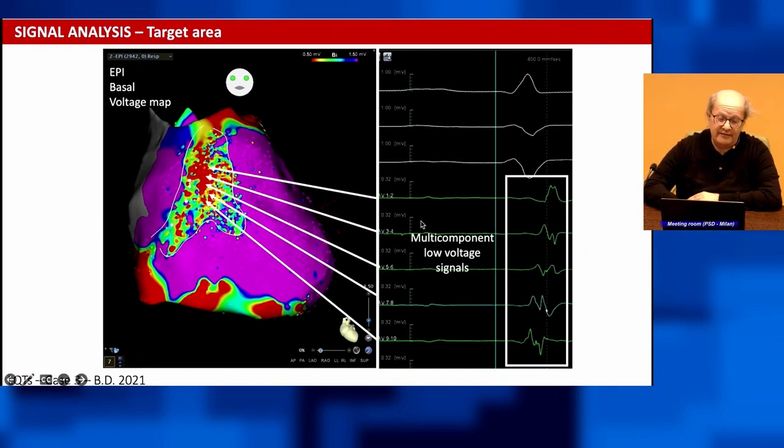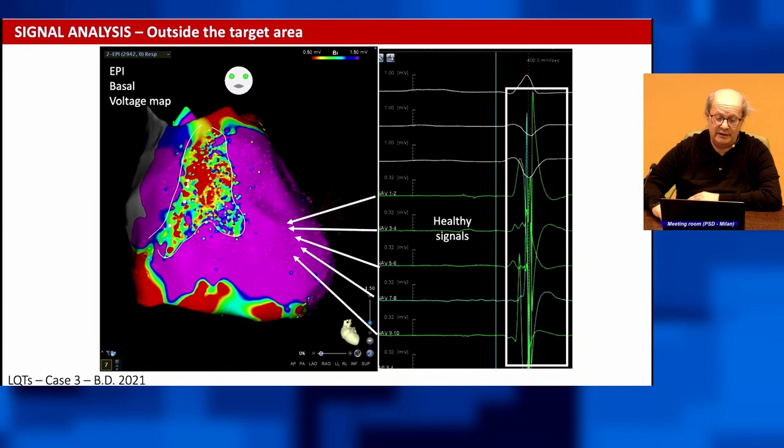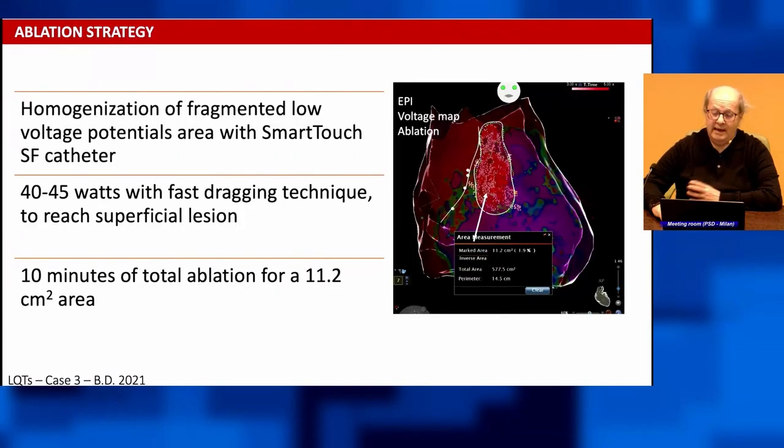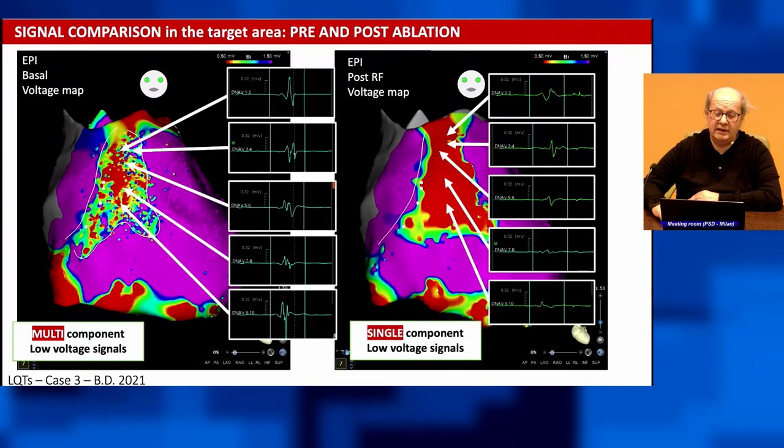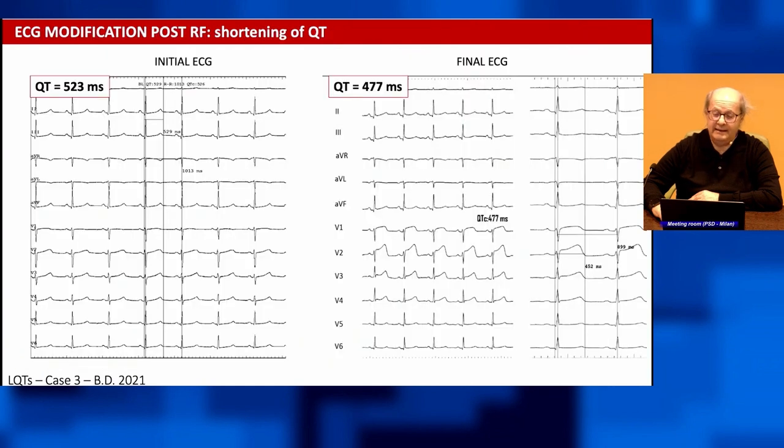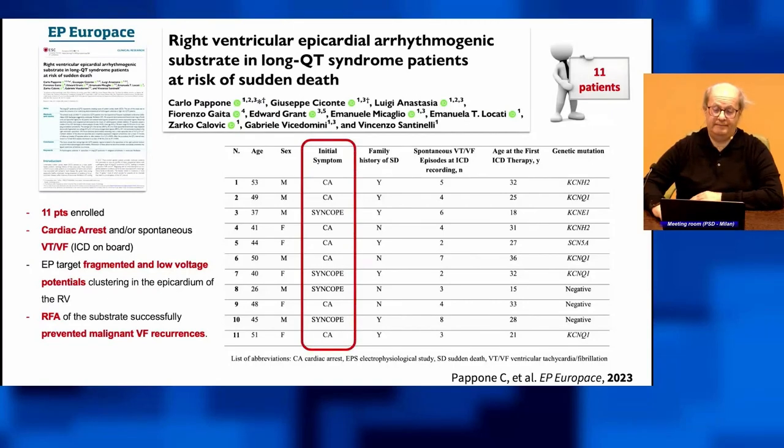And you see the fibrosis shows very, very small potentials with low voltage. The tissue outside of this area, once again, is completely normal, healthy signal. And the homogenization got, once again, a reduction of the QT prolongation.